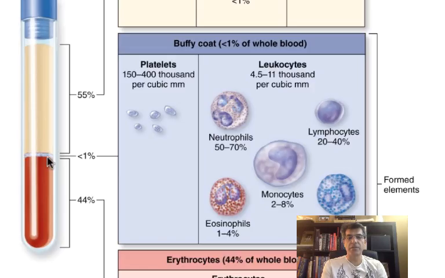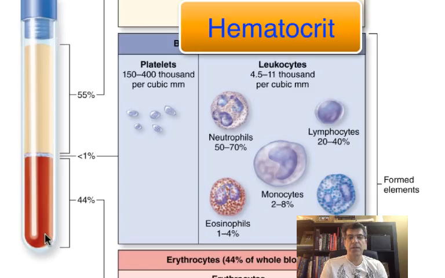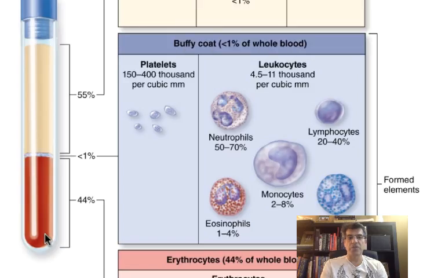Remember, we said 55% is plasma and around 44% is red blood cells. The percentage of red blood cells is called hematocrit. Hematocrit shows how many percent of your blood is red blood cells. You can count red blood cells, or you can use the percentage of red blood cells compared to the whole blood.